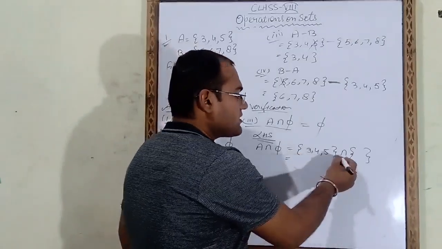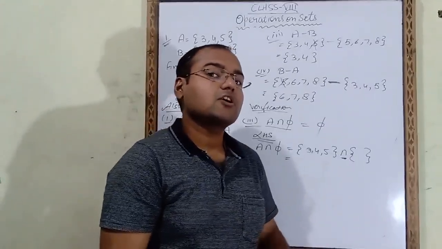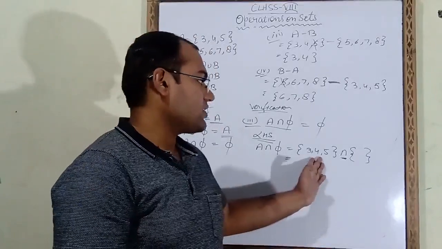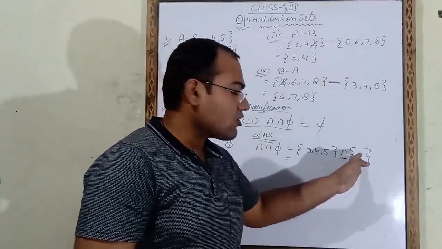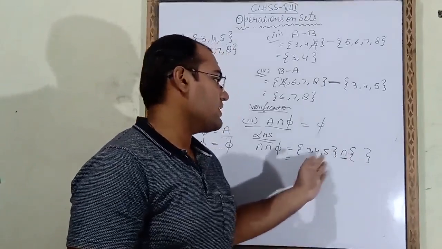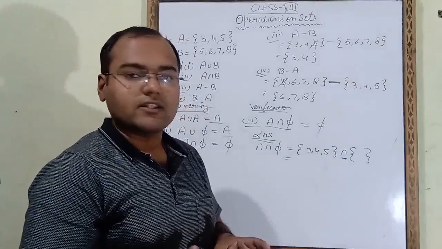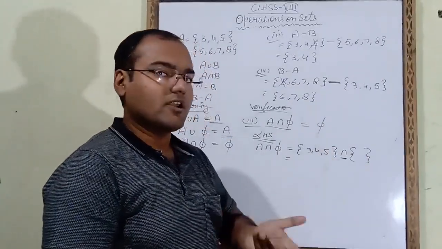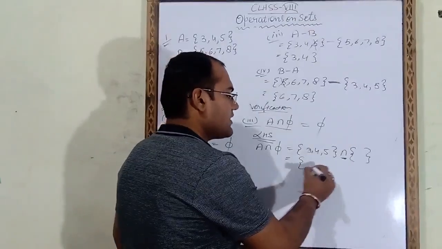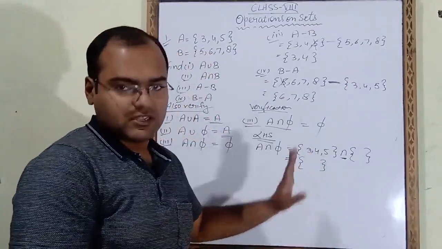Now what symbol is coming in between? Intersection. Intersection means common. So here it is written 3, 4, 5. Here no element is written. So since here no element is written, how will we find which elements are common? We will not be able to find the answer of which elements are common, because here no element is there. So the answer of this left hand side will be empty set.